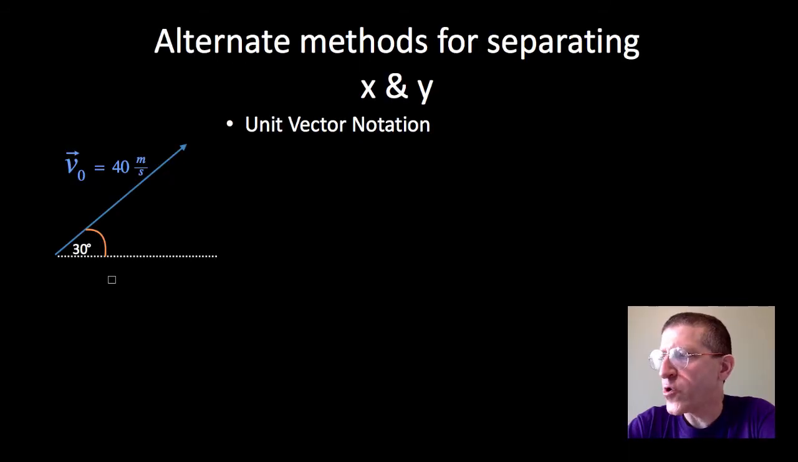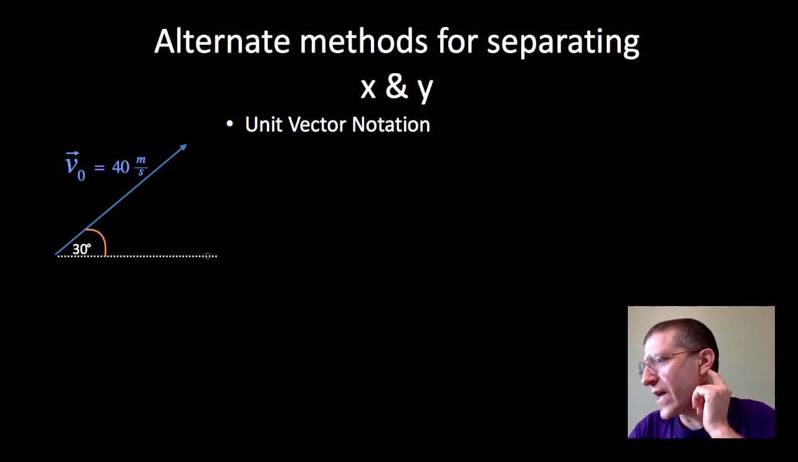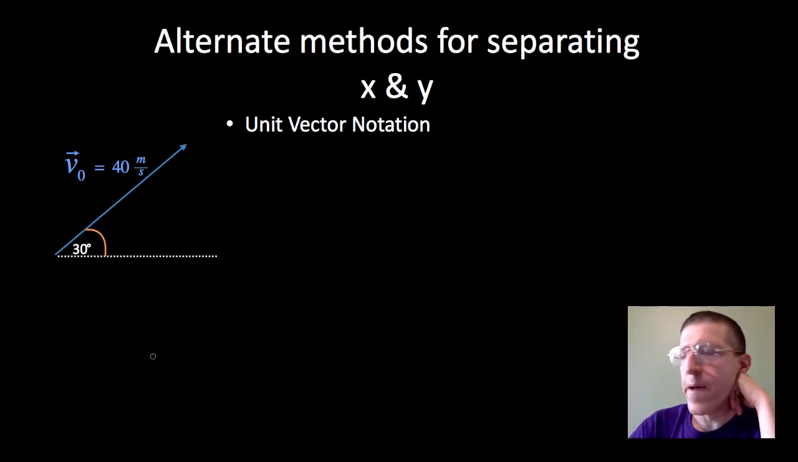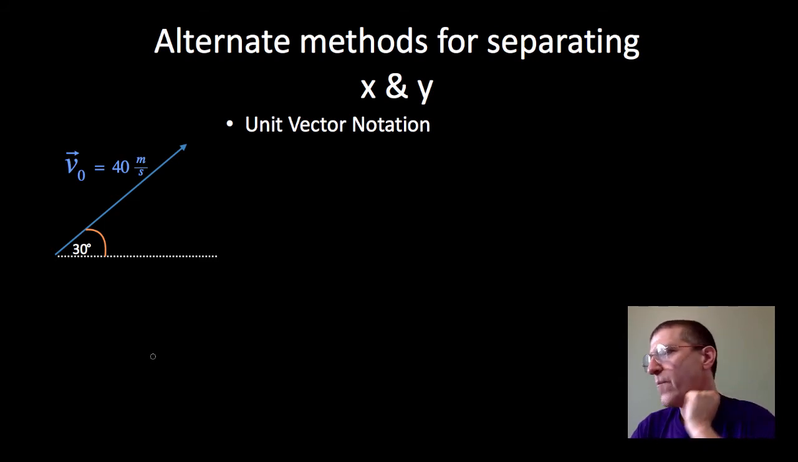So let's discuss some alternate methods for separating x and y, dealing with a vector situation here. Let's start with unit vector notation. In either method that you're going to use, you still have to separate this vector into its components. What we have right here is a vector that is a velocity of 40 meters per second, and it's directed at 30 degrees above the horizontal. So this is just the initial velocity. This doesn't show the path of the particle, which of course would be parabolic if we were talking about projectile motion. But this just shows the initial velocity. So we need to find the components of this.